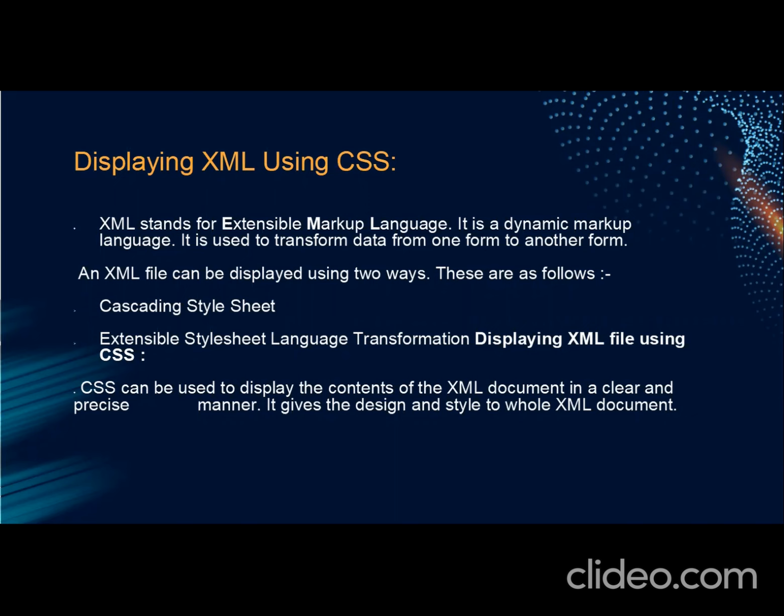At first I only said that it is used for transferring or sharing data between computers or people or networks, that is, transforming data from one form to another form. Here an XML file is displayed in two ways. First is CSS. CSS stands for Cascading Style Sheet, used for giving font size and giving bold letters. For that, we are using CSS.